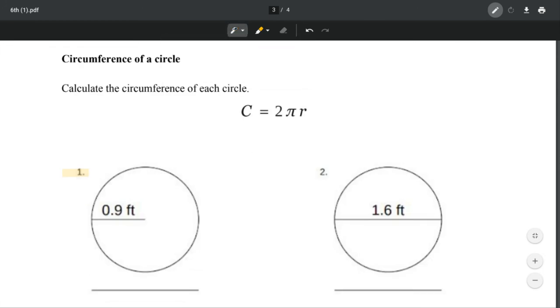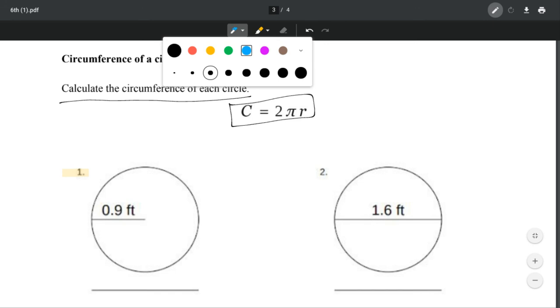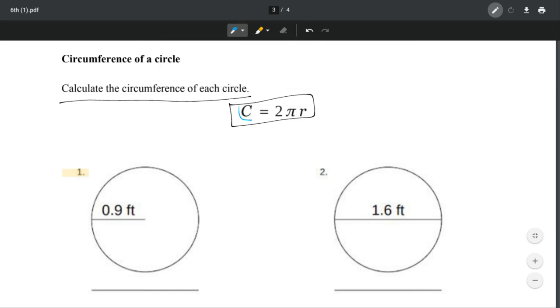So we were asked to calculate the circumference of each circle, and we are given the formula. C stands for circumference, right? And R stands for radius. So this means 2 times pi, which is 3.14 something something something, times the radius.